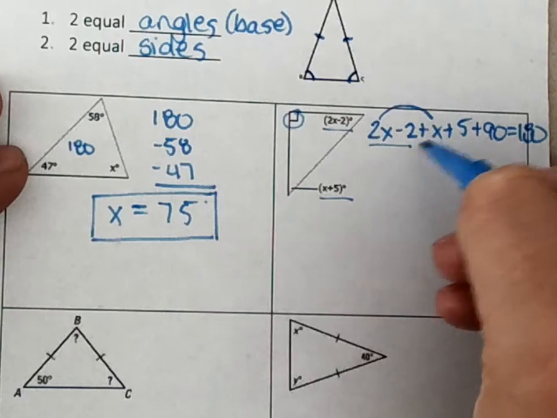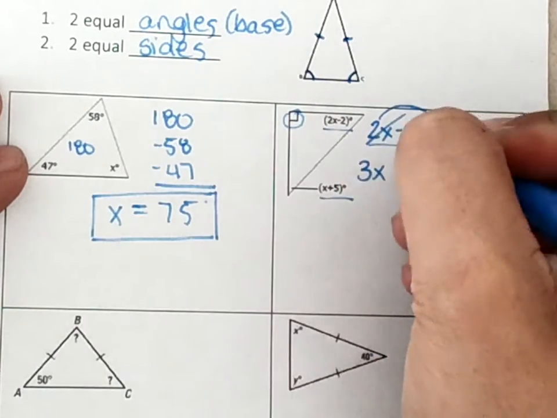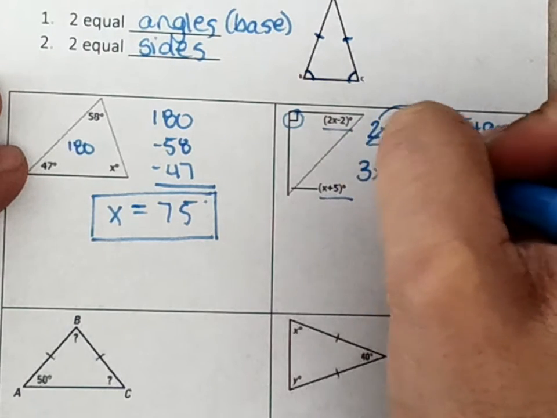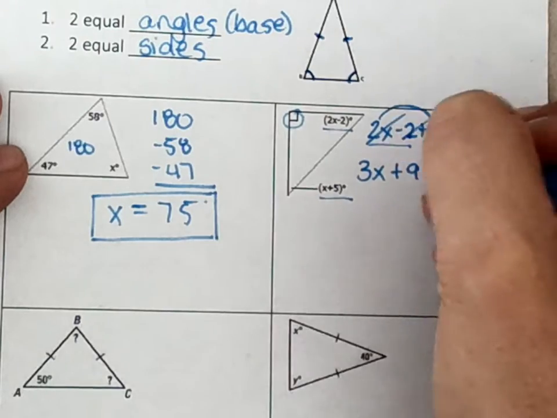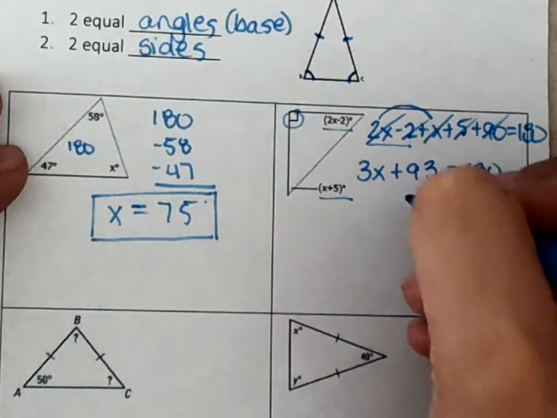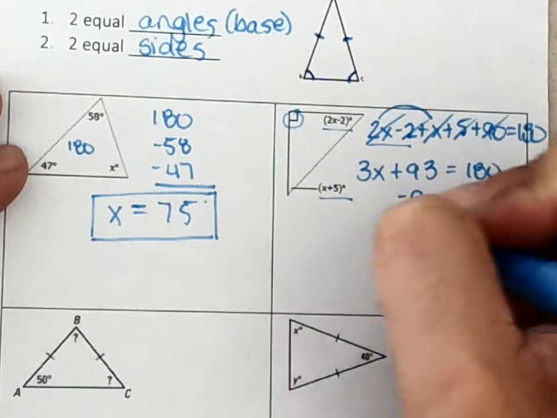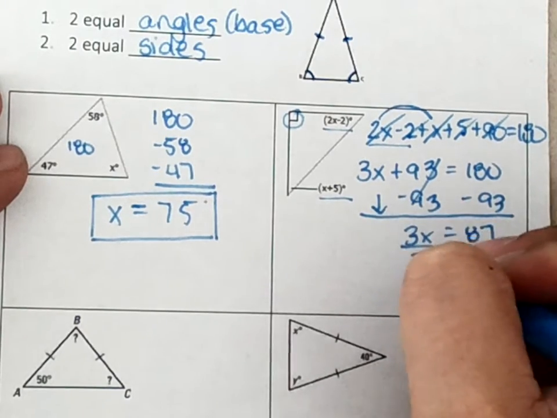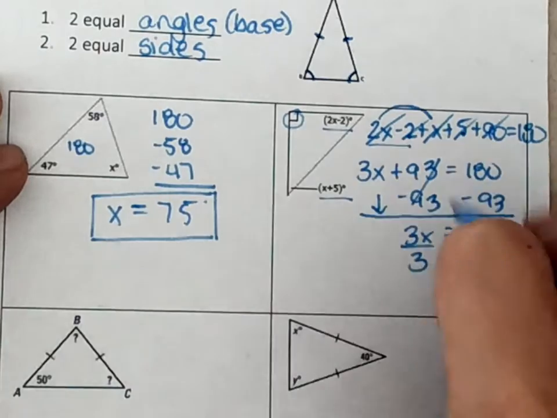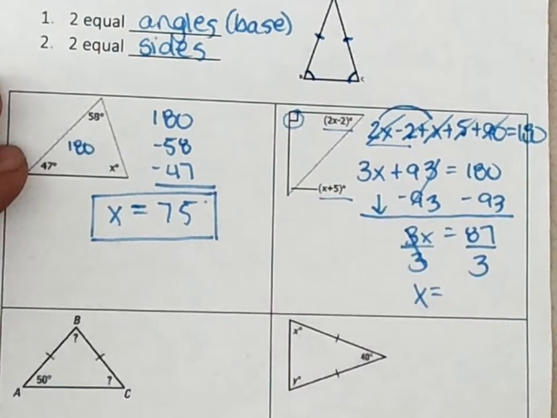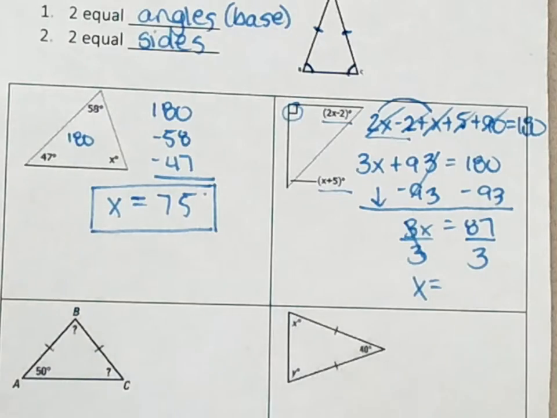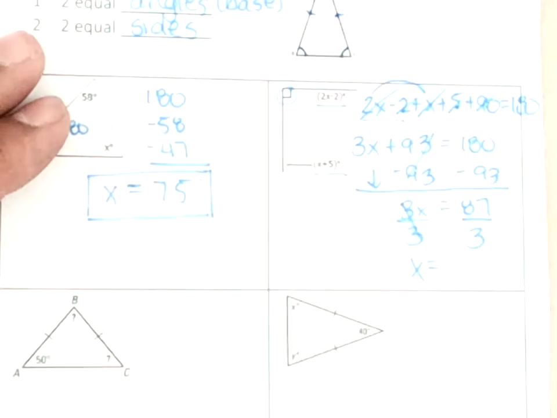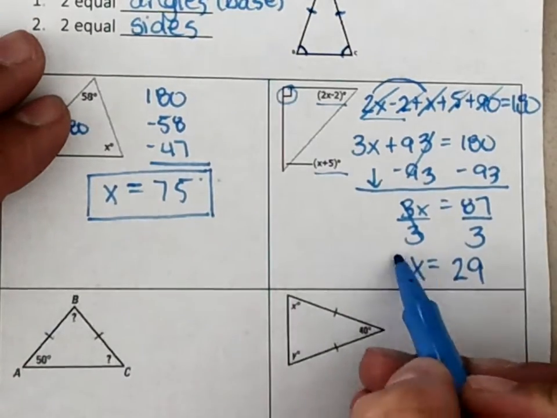2x plus x would give us 3x. Negative 2 plus 5 would give us 3. 3 plus 90 would give us 93. And then we'd bring down equals 180. We would subtract 93, and that would give us 87. When we divide by 3, 3 goes into 87 29 times. So we know that x equals 29 degrees.